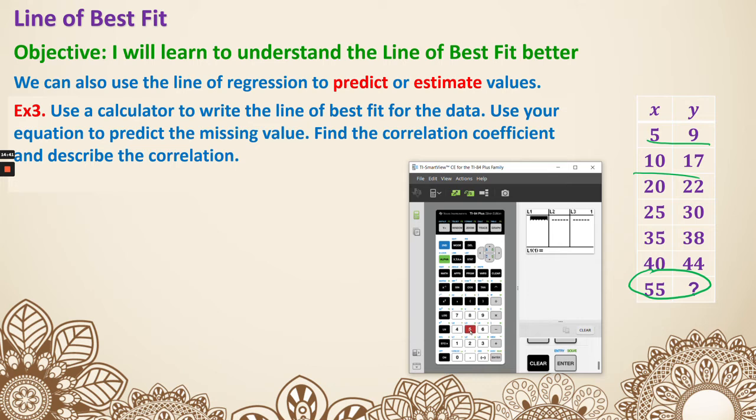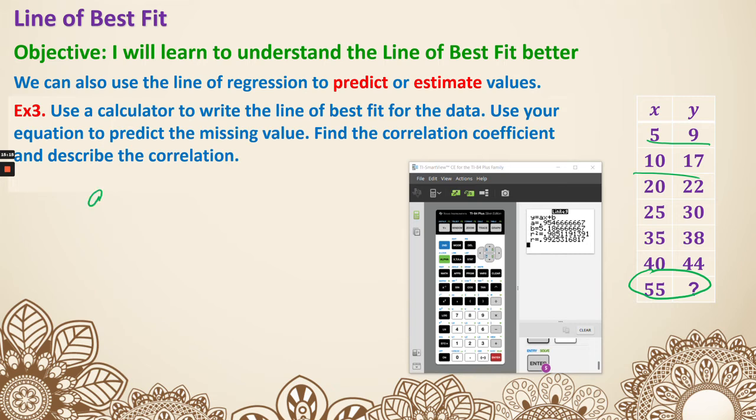So first, 5 is the first one. Then I have 10, 20, 25, 35, and 40. 6 numbers. Moving on to L2. 9, 17, 22, 30, 38, and 44. These are all the numbers. Go through the process, Stat, and then Calc, choose number 4, keep clicking Enter all the way down, and now I can get all the information that I need.